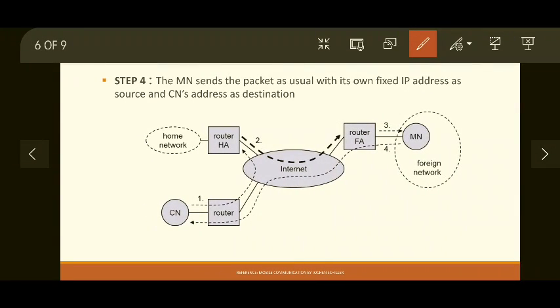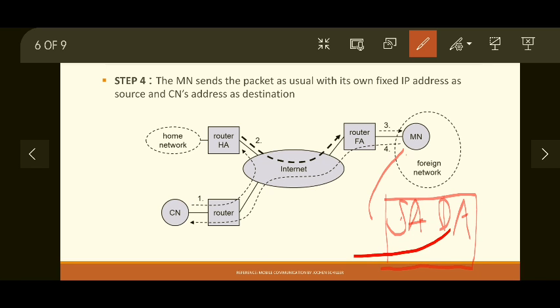So what will happen in the 4th step? The MN sends the packet as usual. As usual means similar to how it sends a packet in the fixed network, with its own fixed IP address as source and the CN's address as destination. So if the MN is responding, it will create a packet where the source address and destination address are mentioned. The source address is its own and the destination address is that of the correspondent node.